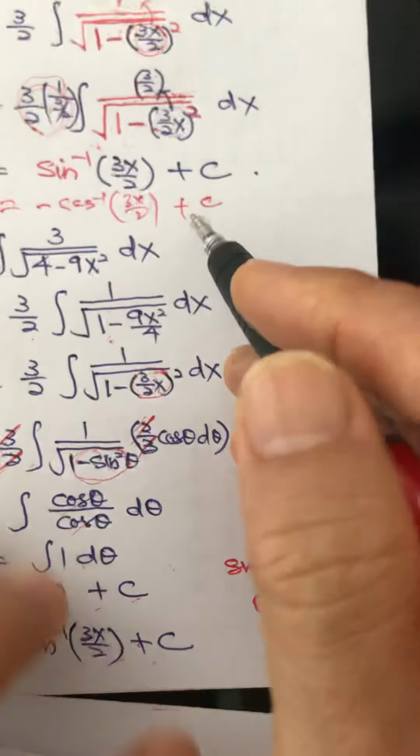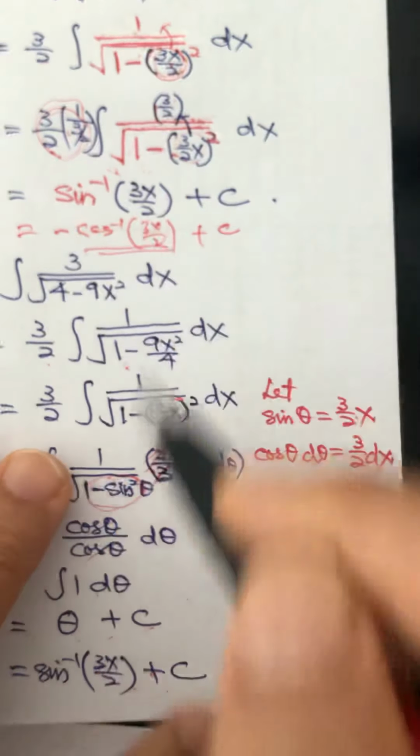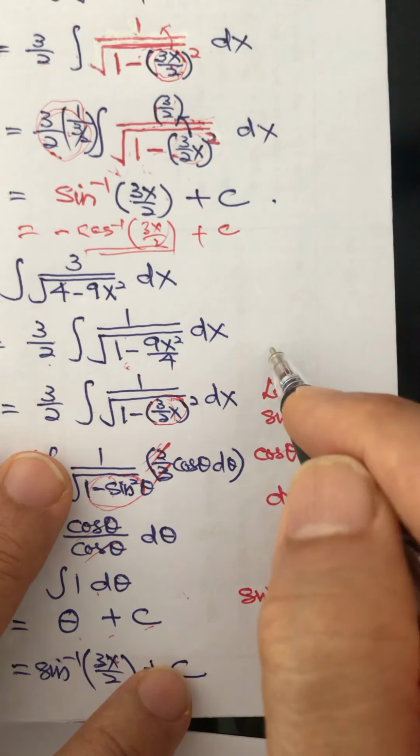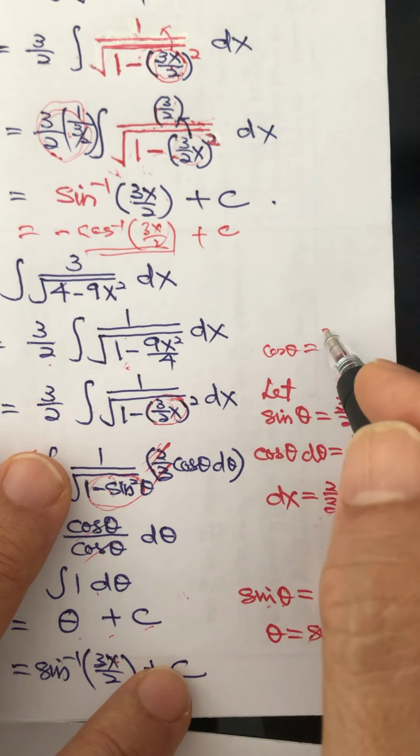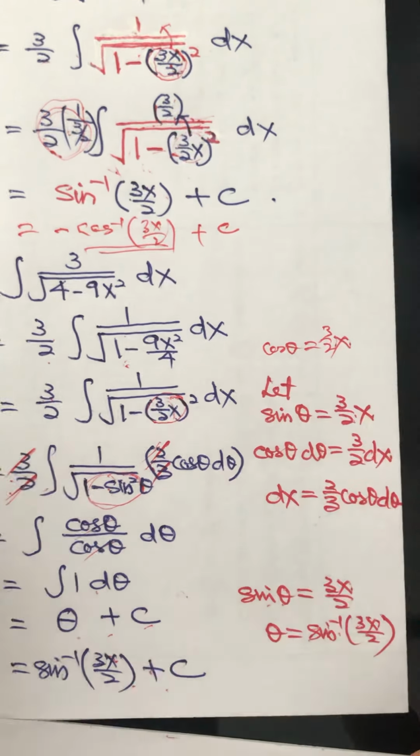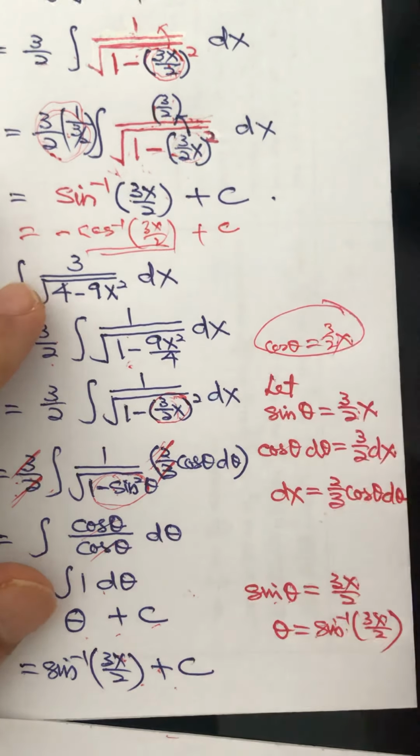Okay, so let's say you want to get the answer to be arc cos, then you just let cos theta to be 3 over 2x, then you will get arc cos. You just let this.